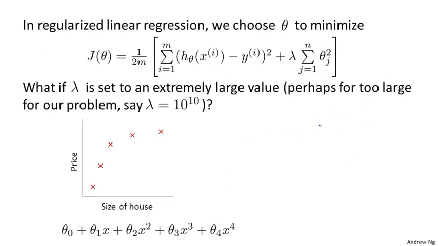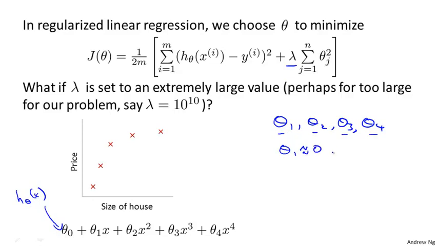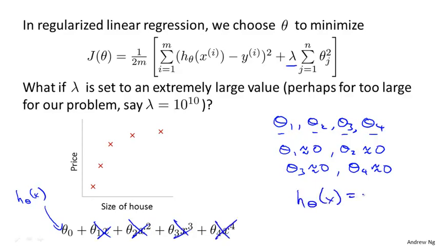In regularized linear regression, if the regularization parameter lambda is set to be very large, then what will happen is we will end up penalizing the parameters theta 1, theta 2, theta 3, theta 4 very highly. That is, if our hypothesis is this one down at the bottom, and we end up penalizing theta 1, theta 2, theta 3, theta 4 very heavily, then we'll end up with all of these parameters close to 0, right? Theta 1 will be close to 0, theta 2 will be close to 0, theta 3 and theta 4 will end up being close to 0. And if we do that, it's as if we're getting rid of these terms in our hypothesis, so that we're just left with a hypothesis that looks like that.